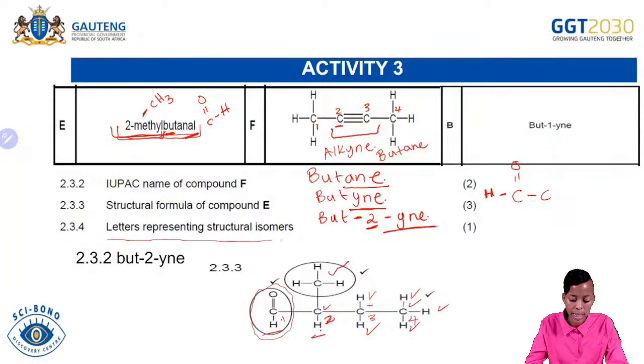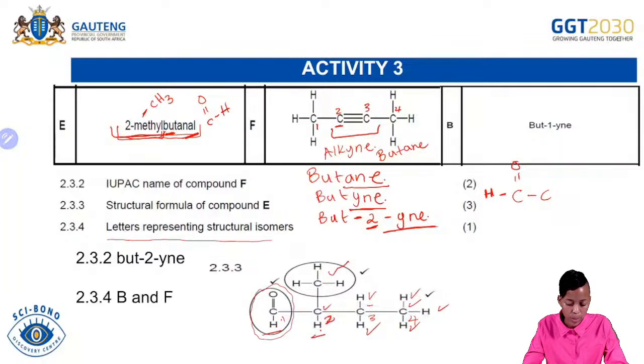2.3.4, it says letters representing the structural isomers. It's going to be letter B and letter F. But remember, for you to be able to identify these structural isomers, you would need to draw the structures.